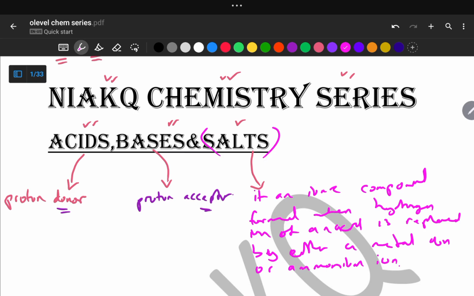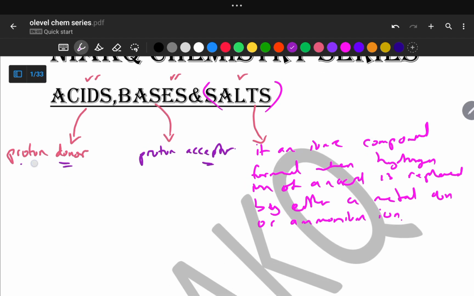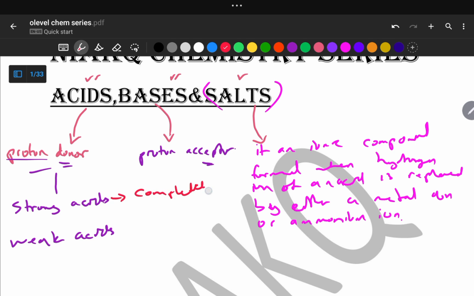So we're going to explain the salts later, but as for now we want to dissect these two, the acids and the bases, right? So we have two types of acids: the strong acids, and then the weak acids. A strong acid is defined as an acid which completely dissociates or ionizes when in solution. And then this one, it partially dissociates. So this is the difference between the strong and the weak acid.